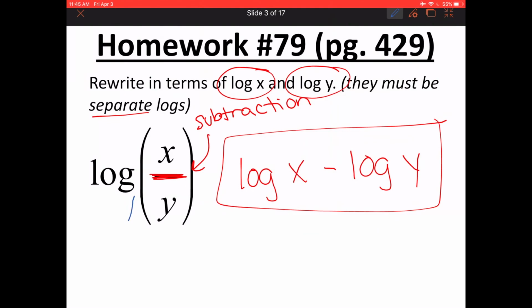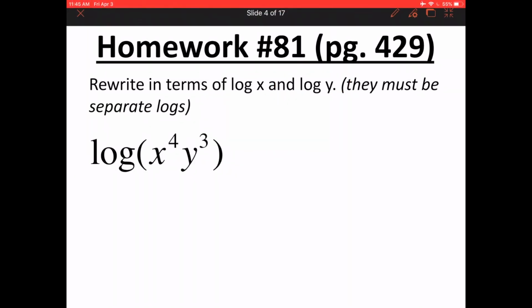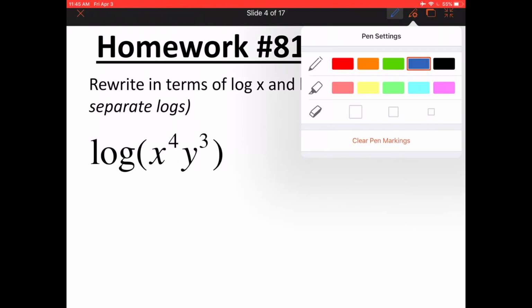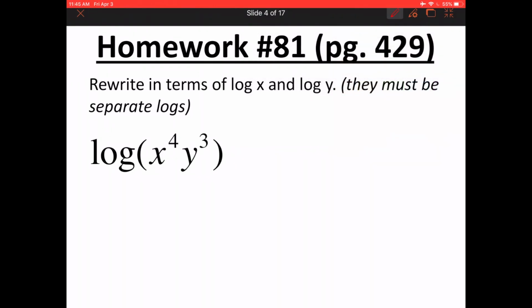Because what's my invisible base here? My invisible base is 10. So my invisible base here would be 10 as well. Okay? But the final answer that you're going to see is just log x minus log y. My next example, rewrite in terms of log x and log y. And again, they must be separate logs.